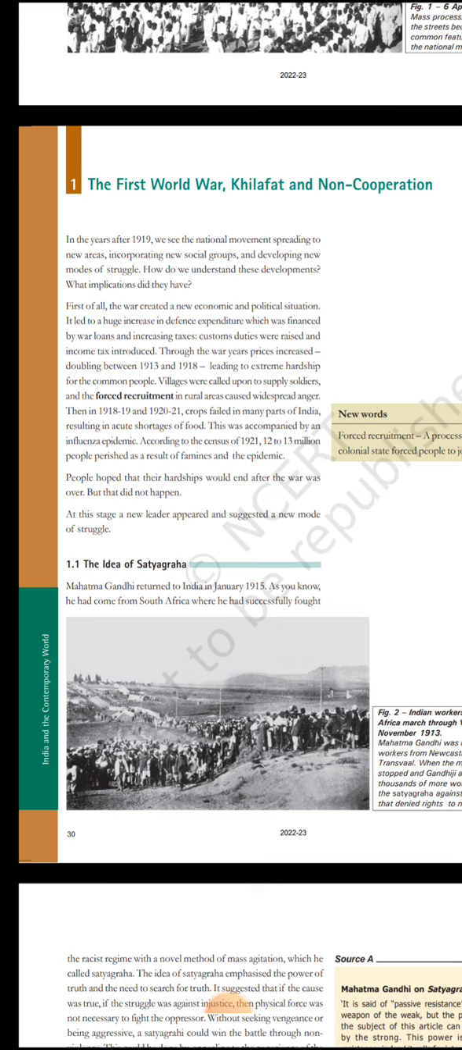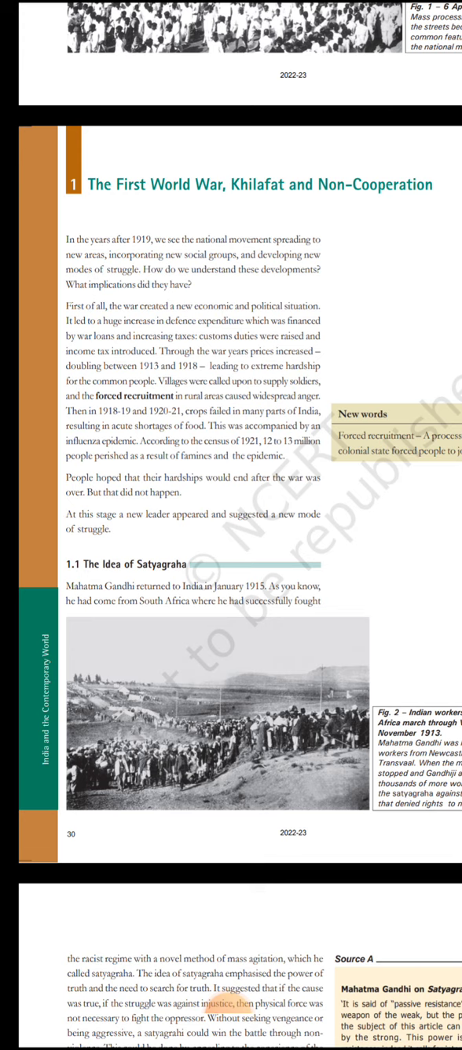What are custom duties? Custom duties are a type of tax that was taken if you go from one border to another border. That tax is known as custom duties. It was also introduced, and income tax was also introduced. Also, from this war, prices increased. Prices of all things increased very much, like doubling. Prices doubled between 1913 and 1918.